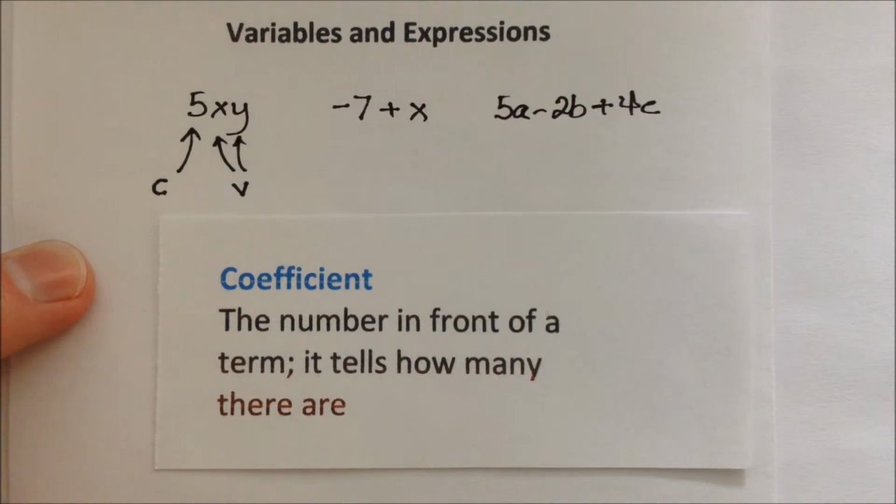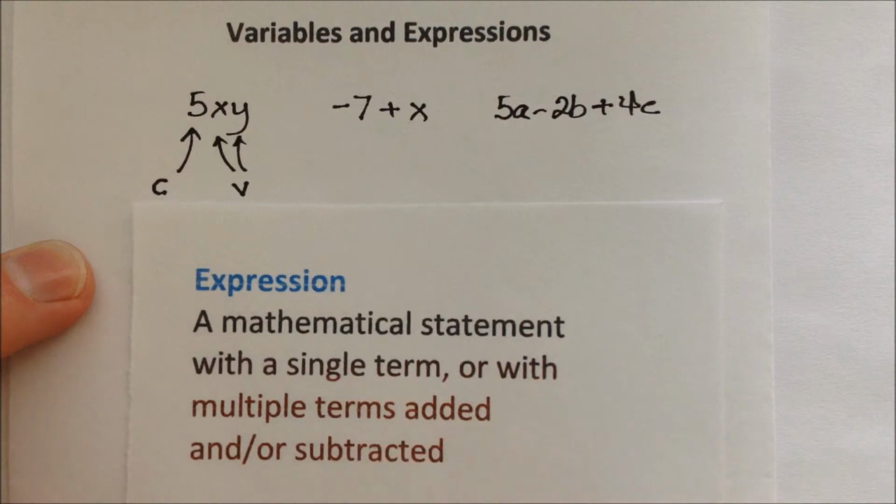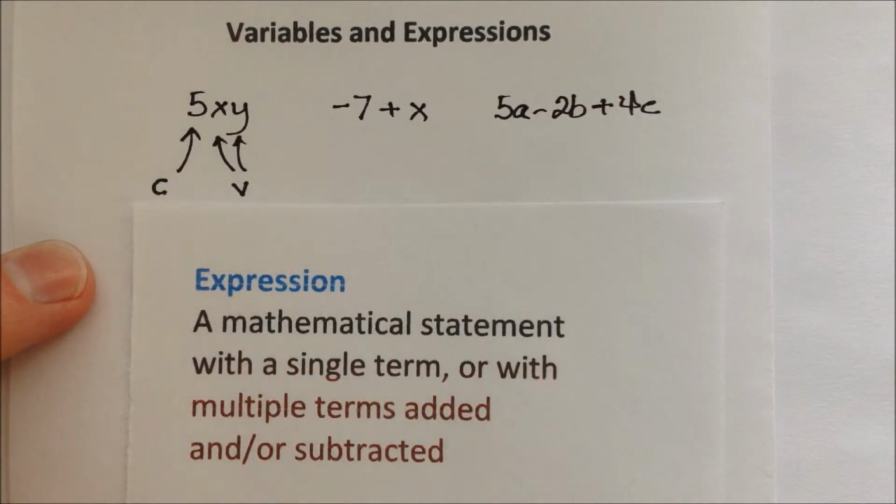Next, I would like to talk about the word expression. Now, an expression, you'll see in math, is just a mathematical statement with either a single term or multiple terms that are being added or subtracted together. So, all 3 of our examples above are going to be considered expressions, because in this case, 5xy is going to be a single term. So by definition, a single term is an expression. Or it could be multiple terms that are being added or subtracted.